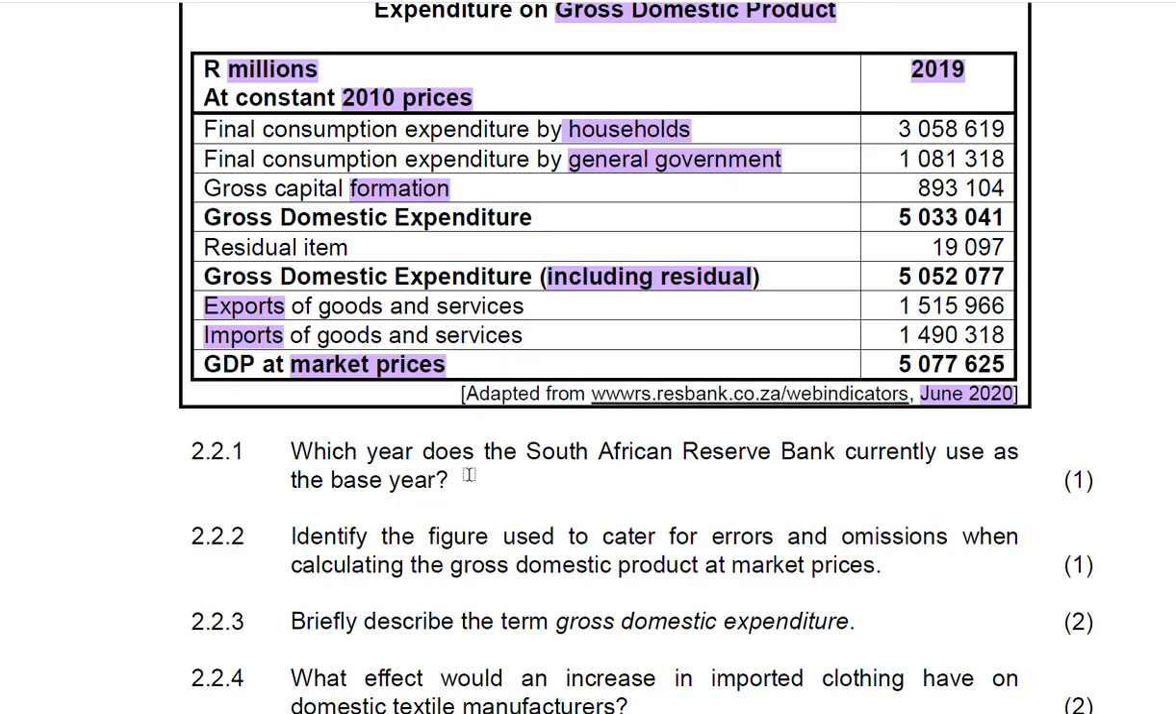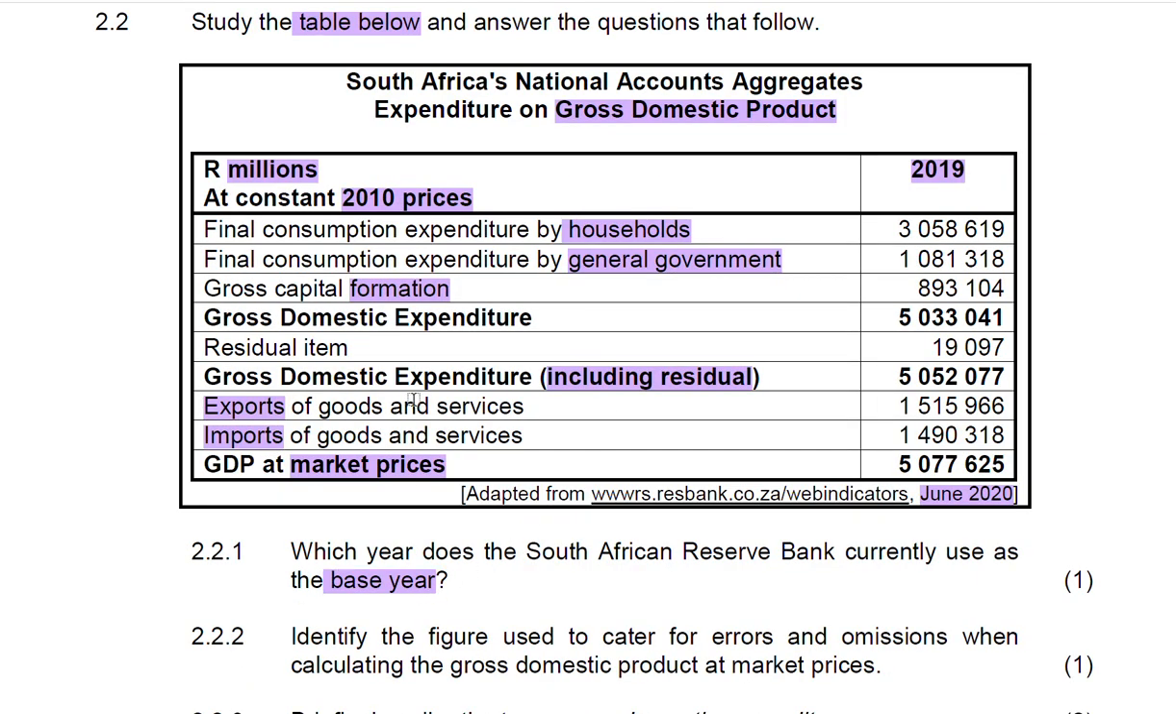2.2.1, which year does the South African Reserve Bank currently use as a base year? You need to understand which year the Reserve Bank uses as a base year. So the correct answer will be 2010. The year that is used as a base year is 2010.